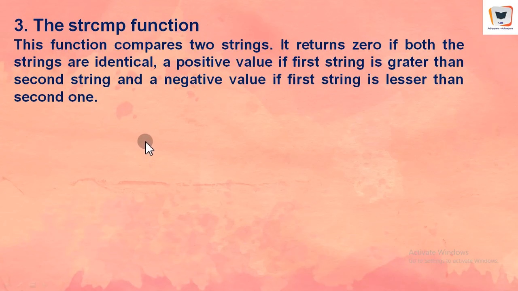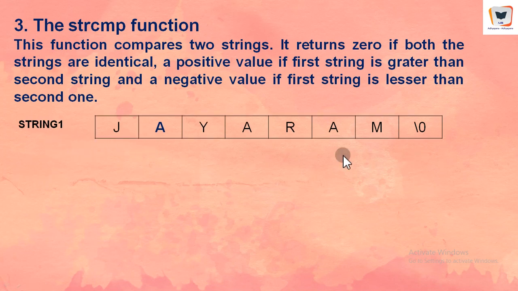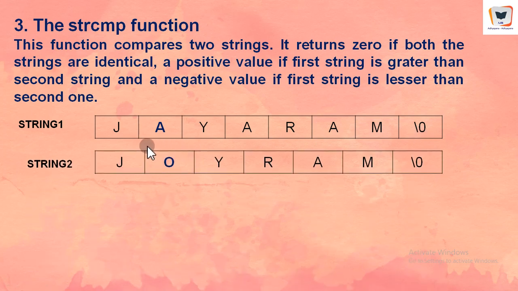You can just understand this with a typical example. Let this be string 1, Jayaram with a null character at the end. String 2 is Joyram, Jayaram. This is Jayaram. The string comparison function compares each and every character of the string. So J and J is compared, they are equal, they are identical.